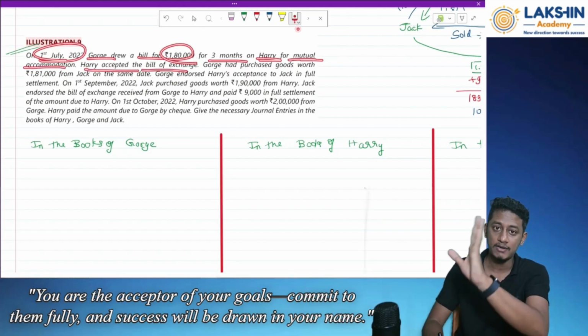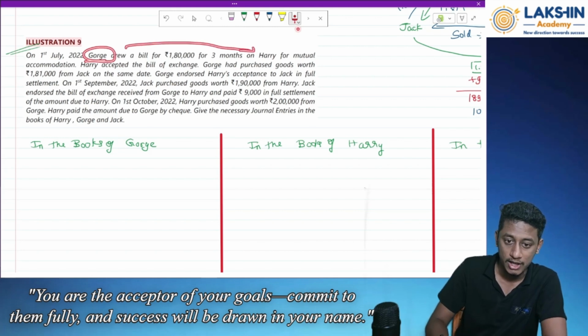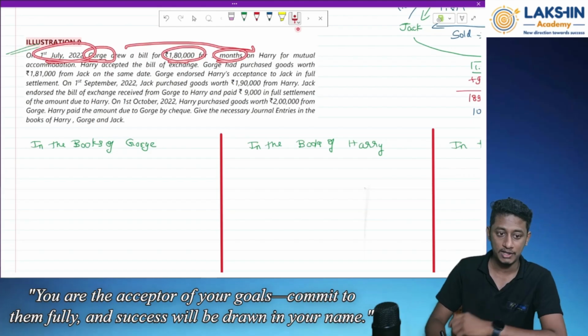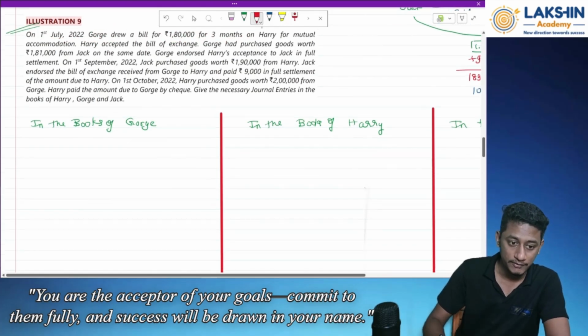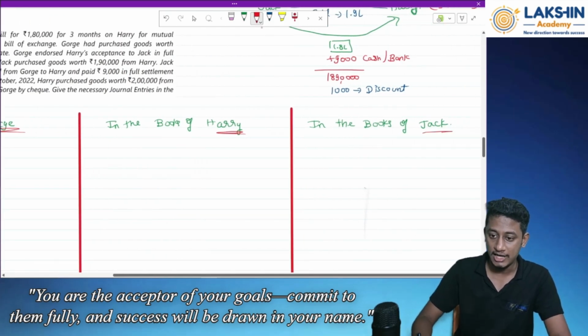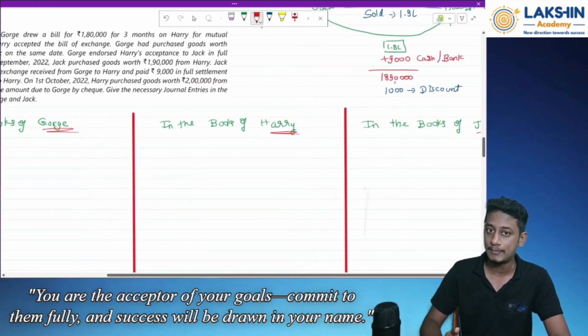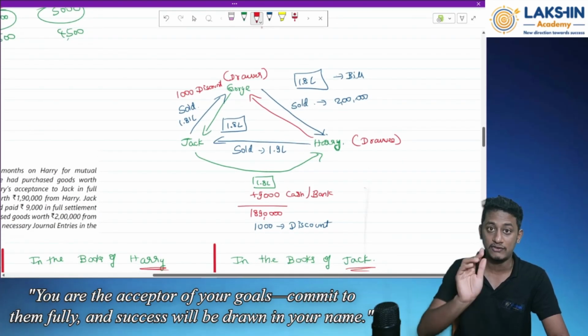Okay, till here we will pass entry first. So what has happened? George has drawn the bill on Harry for 3 months for rupees 1,80,000 on 1st July, and it has been accepted by Harry. So in the books of George, in the books of Harry, and in the books of Jack, in all the 3 books, we will simultaneously pass the entries. Whatever the drawing was is available over here.